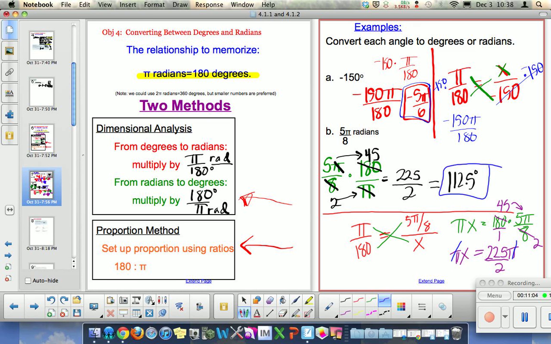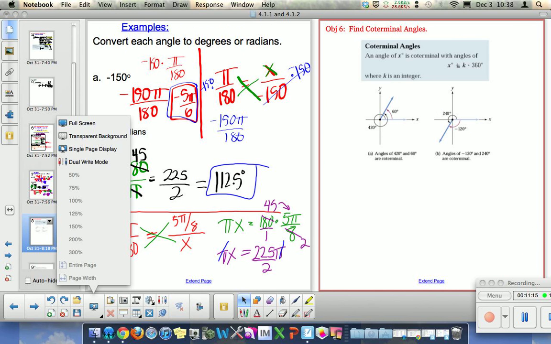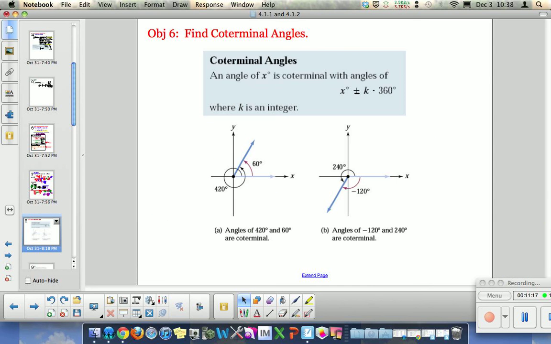So you pick your method. Either way, it's going to involve multiplying and dividing and simplifying fractions. Just pick a method that you'll think will work for you every time. So the next thing that we need to understand is coterminal angles. That's the last objective of this video.